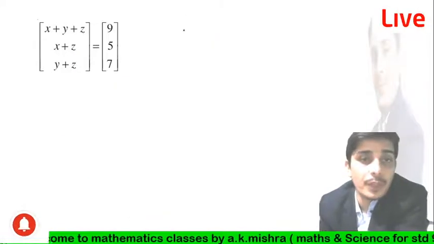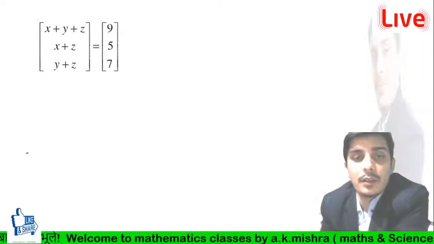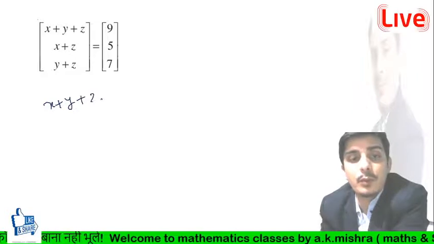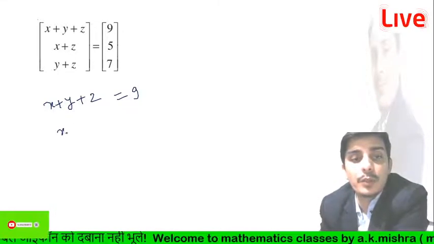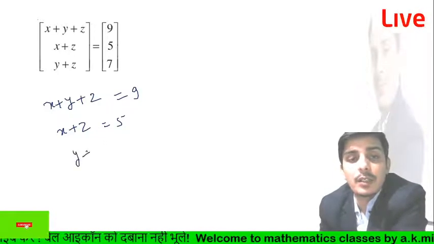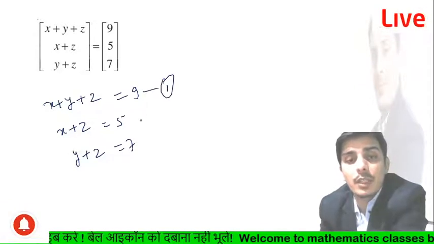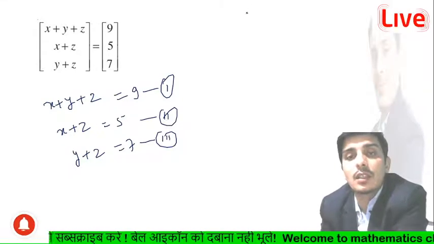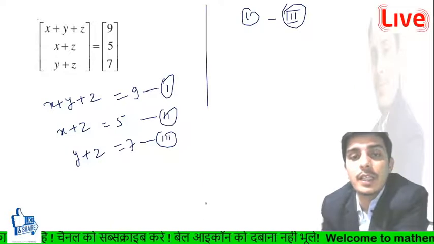Now this is a very important question guys, so you can solve it very easily. You can write the three equations from the given information: x plus y plus z is equal to 9, x plus z is equal to 5, and y plus z is equal to 7, right? And when we subtract the first equation with the third, this is the first, this is the second, and this is the third equation guys.